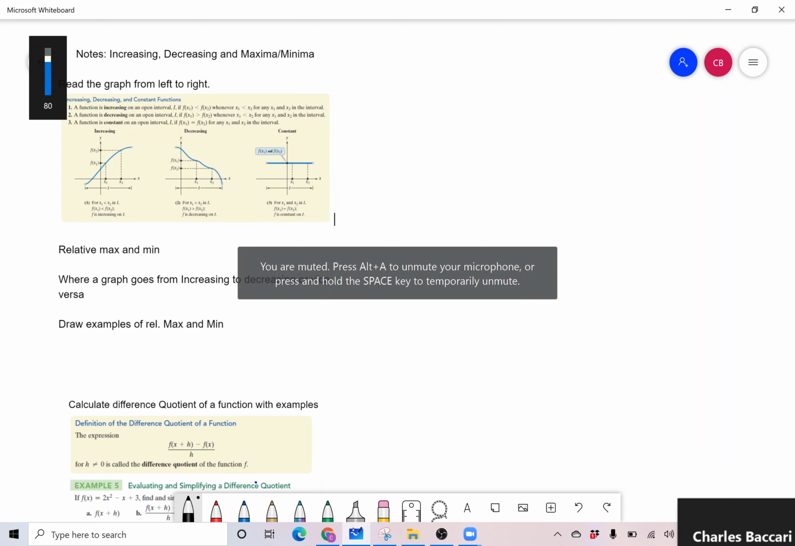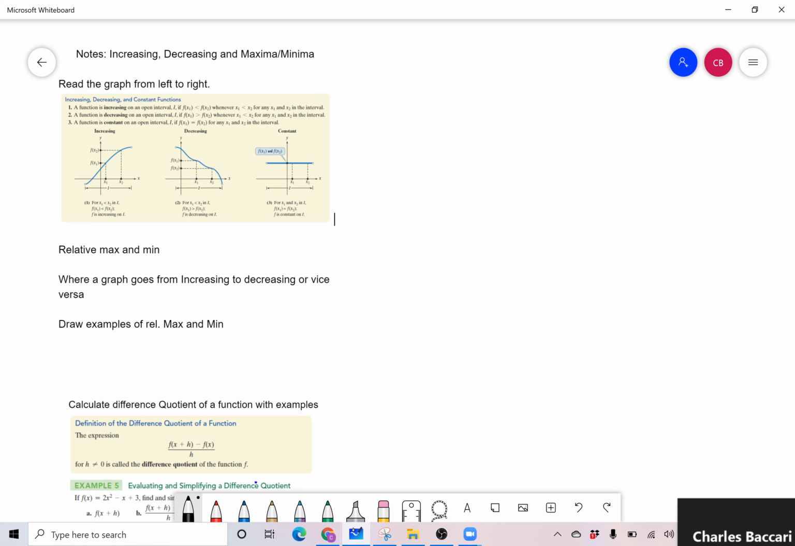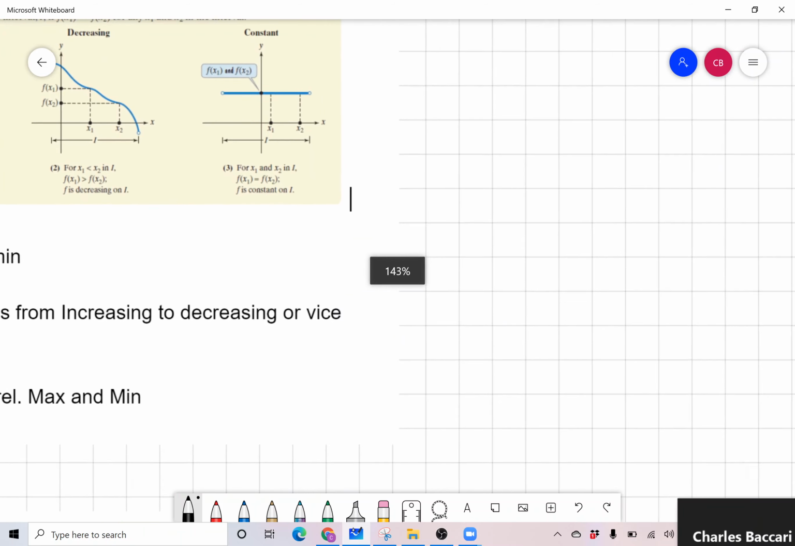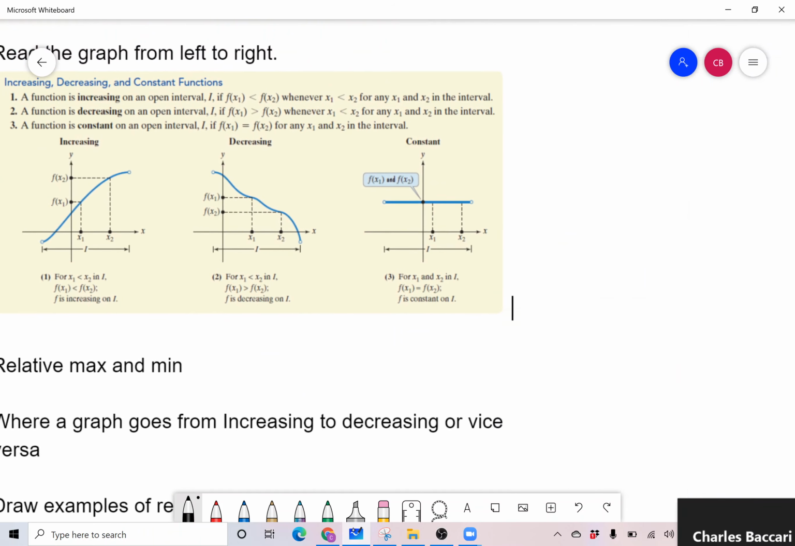Okay, so the next thing we will talk about is increasing and decreasing graphs and maxima and minima, relative maximum and minimum. So let's look in. We're going to zoom in on this.